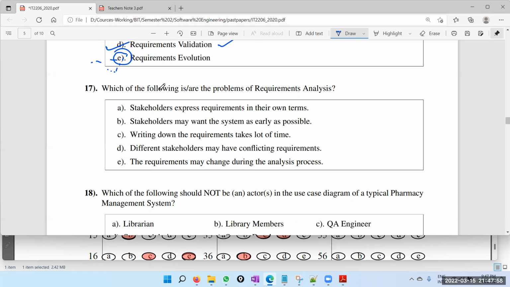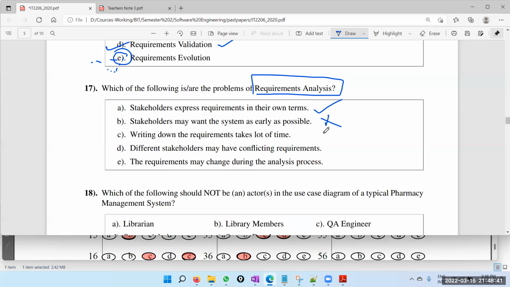Right. Which of the following is are problems of requirement analysis? Problems or challenges. Right. Stakeholders express requirements in their own terms. Yes, it's a challenge, right? Because we may not be familiar with their business jargons. It's a challenge. I don't know whether it's a problem, but I would say it's a challenge we have. Yes. Stakeholders may want the system as early as possible. Right? Is it a problem of requirement analysis? No, it's a problem, but I don't think it's a problem of requirement analysis.